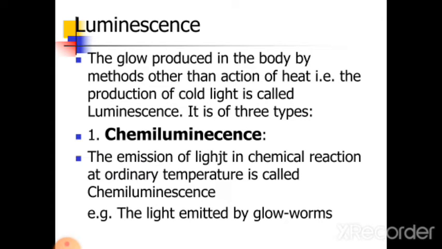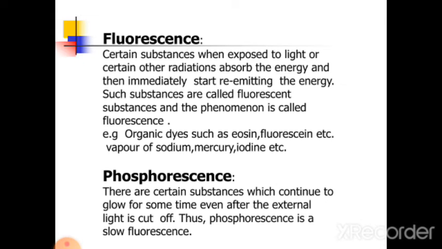So the hydrogen radical reacts with the bromine molecule to give HBr and a bromine radical. So next we see about luminescence. The glow produced in a body by a method other than the action of heat, that is the production of cold light, is called luminescence. It is divided into three types. First, chemiluminescence: the emission of light in a chemical reaction at ordinary temperature is called chemiluminescence, that is the light emitted by glowworms.